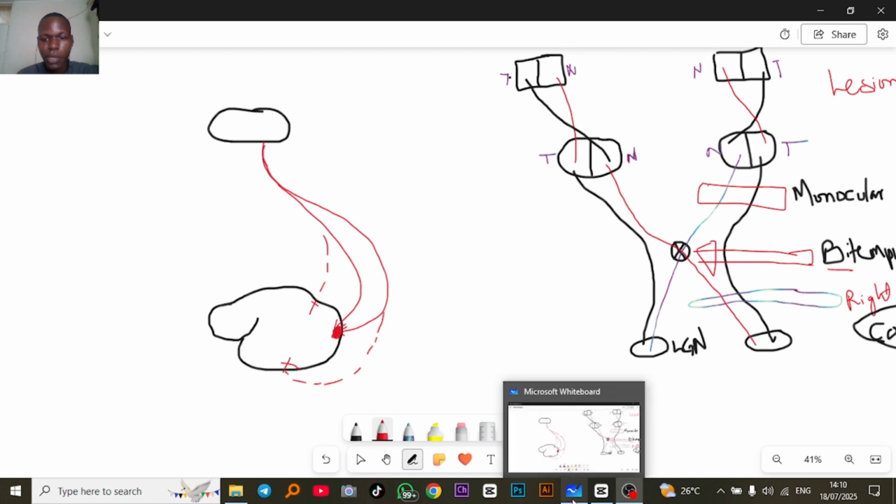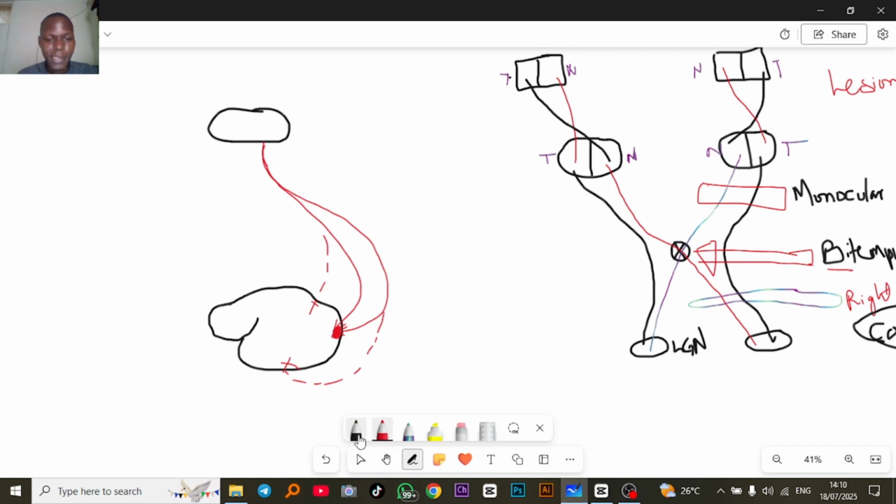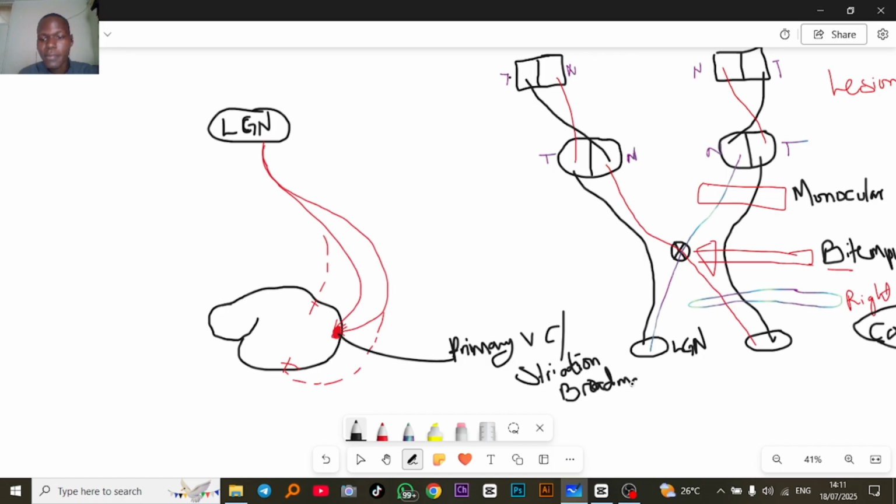So let's proceed with our lesions. So we are looking at now from the lateral geniculate body or lateral geniculate nucleus, and then we have our primary visual cortex. Or it's also called the striate cortex because it has an appearance as if it has striations. Striated cortex. It's also called Brodmann's area 17. So it can be called the primary visual cortex, or the striate cortex, or Brodmann's area 17.